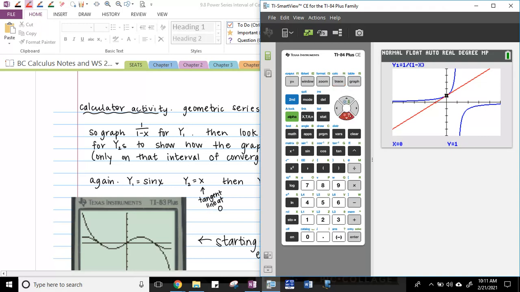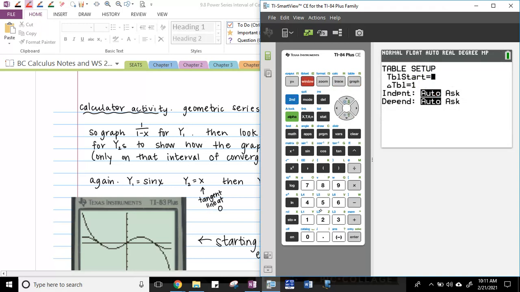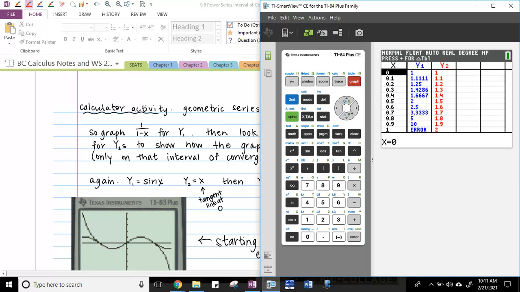Although if I go to the table and count by 0.1s, starting at 0, let's just see what's happening. They match at 0, but even at just 0.1 away, you can see we're already starting to disagree about what the value is. Okay, so that's not the greatest prediction.